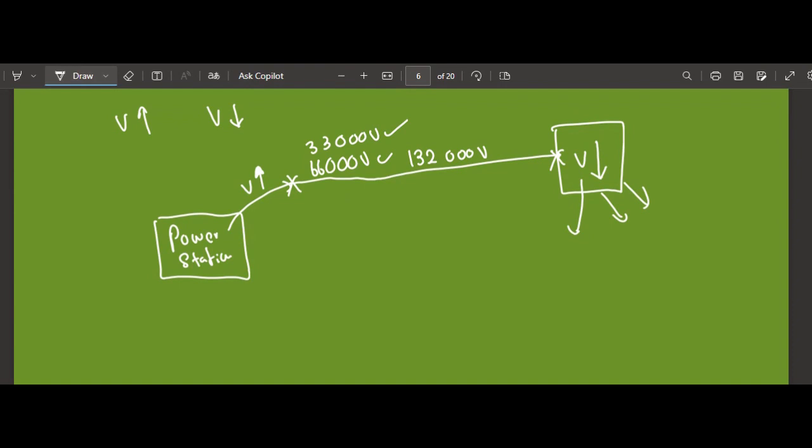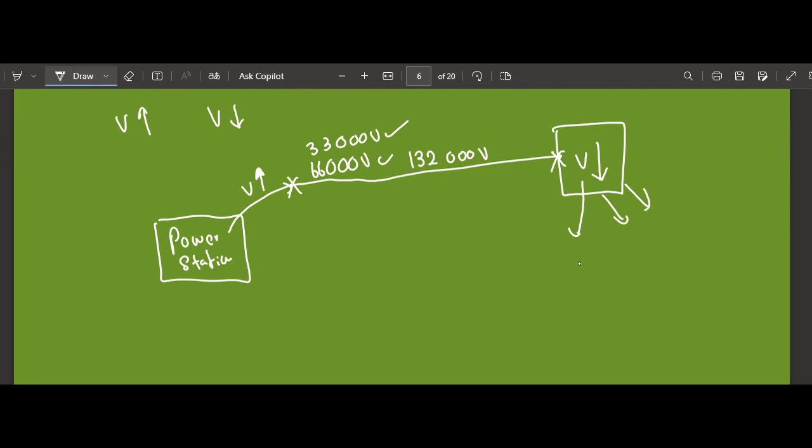Then in our houses we receive 230 volts. I think we may have discussed this in the second lesson, the electricity lesson. We use 230 volts, some countries use 240, and some countries use 110 volts, so somewhere within this range. This increasing and decreasing is done using a transformer.